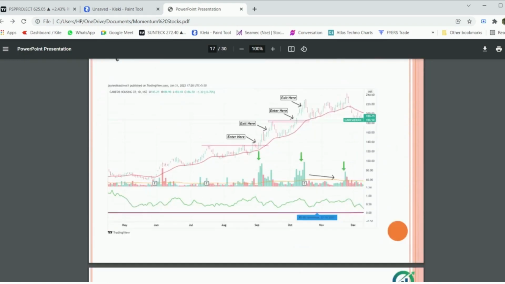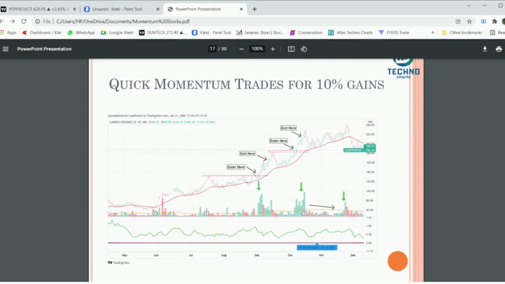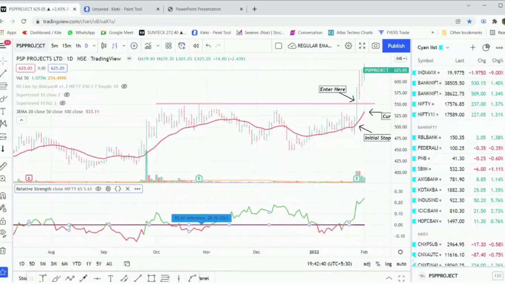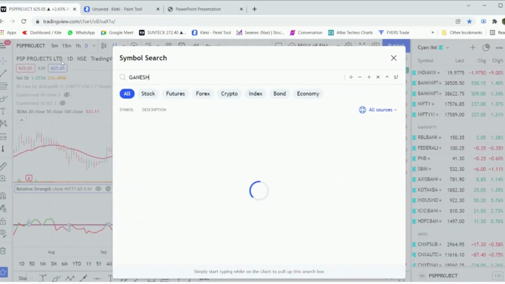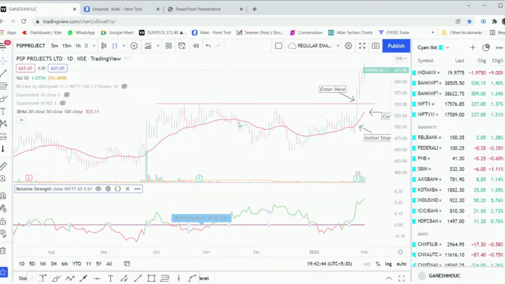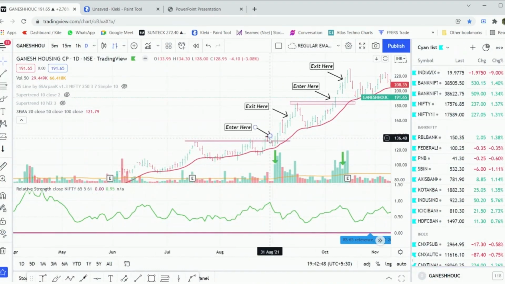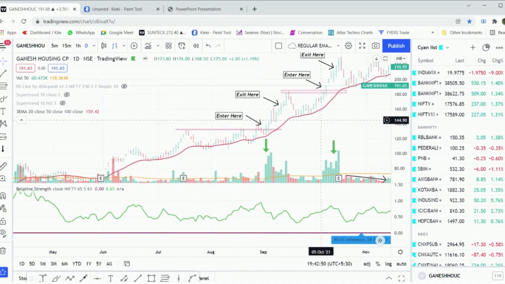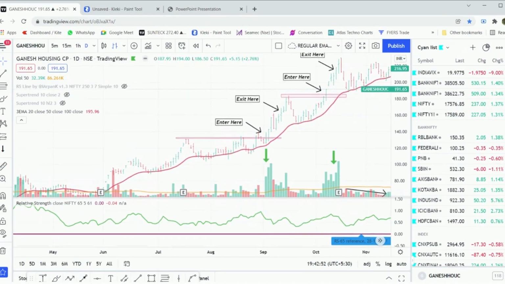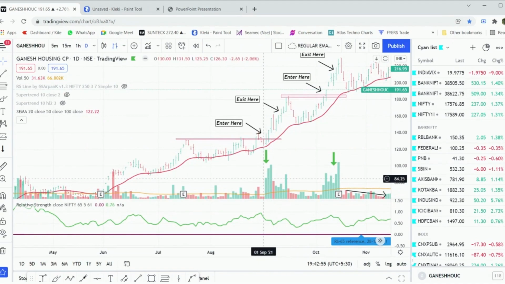So for example, if we look at this chart, the Ganesh Housing chart, this is a chart of Ganesh Housing where the stock had broken out of a 52-week high. Okay, so during the breakout, we always have to look at the volumes of the chart. Now we can see that there was a huge volume surge in this. The stock had broken out of a 52-week area, and the relative strength line was in green for a very long time, and the stock was outperforming the markets for a very long period of time.